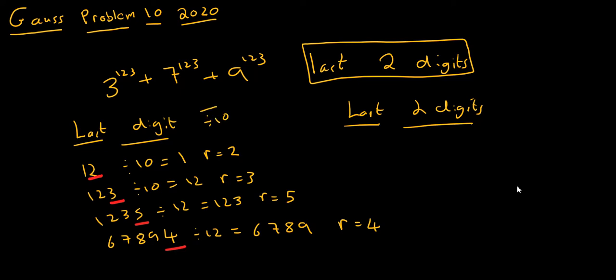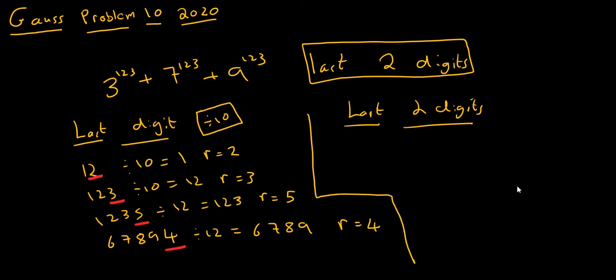So I'm just going to let you think about that. And if you completed the Gauss book, you should be able to answer that question. So let's have a look at the last two digits.